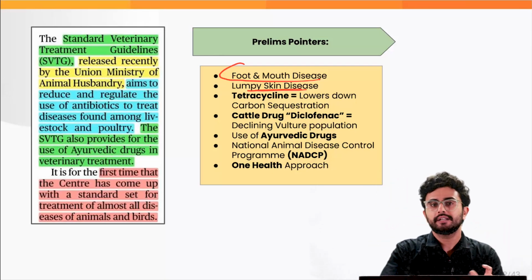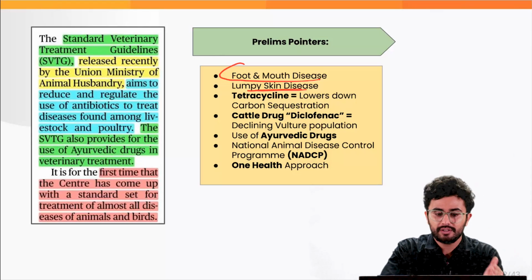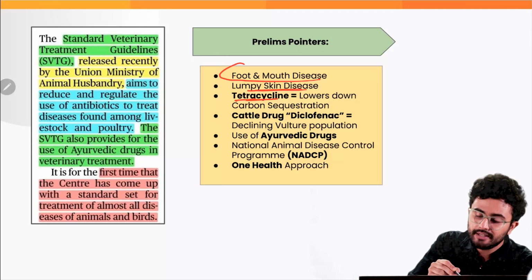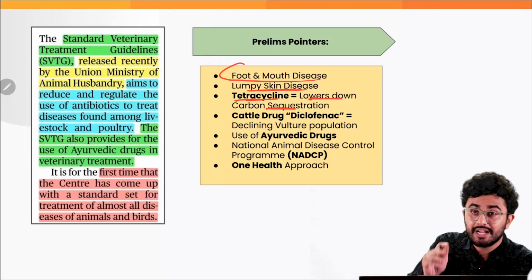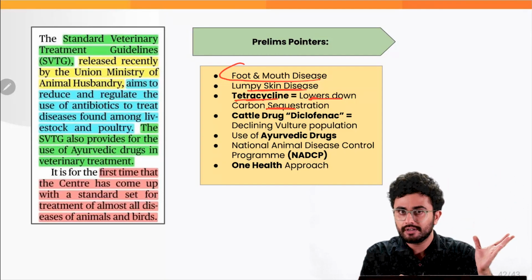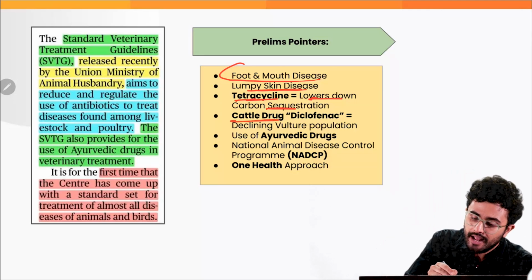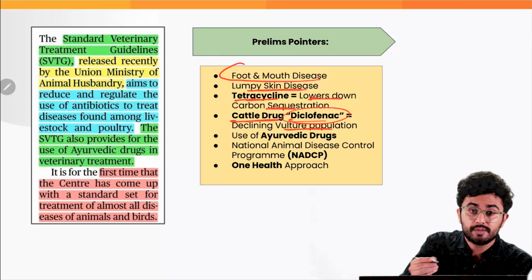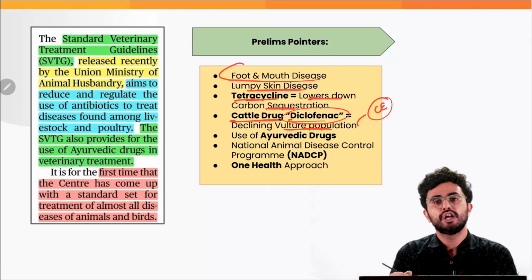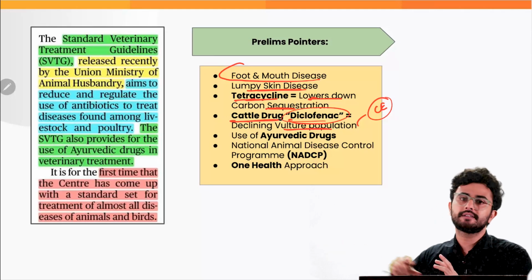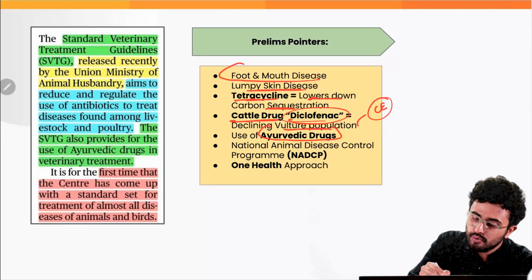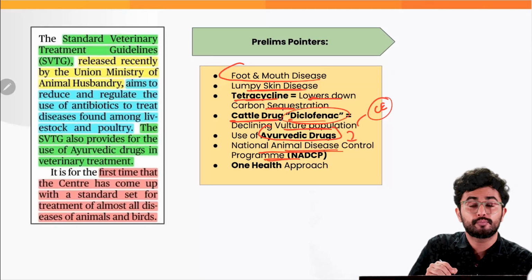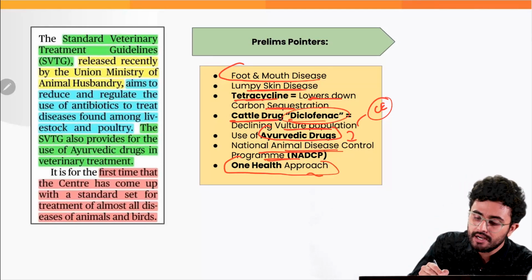However, these antibiotics have a very deteriorating impact on human as well as other flora and fauna health. For example, there is the tetracycline antibiotic which lowers carbon sequestration, so that negatively impacts the environment. Then there is a cattle drug called diclofenac, which is hugely responsible for the declining vulture population, which has become critically endangered. So the government is suggesting that we should discard these antibiotics and use Ayurvedic drugs, specifically under the provisions of the National Animal Disease Control Program with the One Health approach.